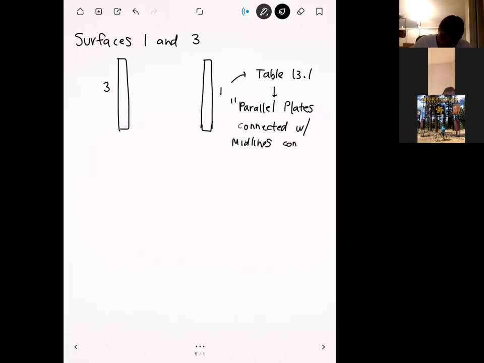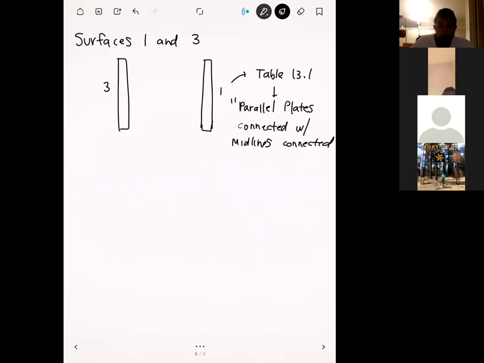Professor? Yep. What page is table 13.1 on again? Oh, I'm not sure because I'm running with an older version of the textbook, and so it should be one of the first tables you encounter in chapter 13. Yeah. Okay. It is the one with the curves, correct? Yes. Yeah. Oh, man, just making sure.